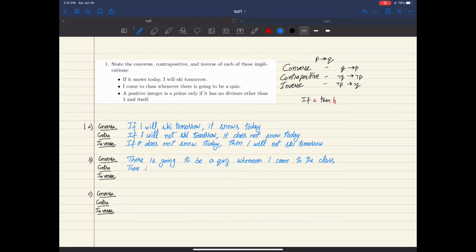For the contrapositive, again, we are switching and then negating them. It reads: there is not going to be a quiz whenever I don't come to the class. And for the inverse, again, it's just the negation of both the statements, and it would be: I do not come to the class whenever there is not going to be a quiz.